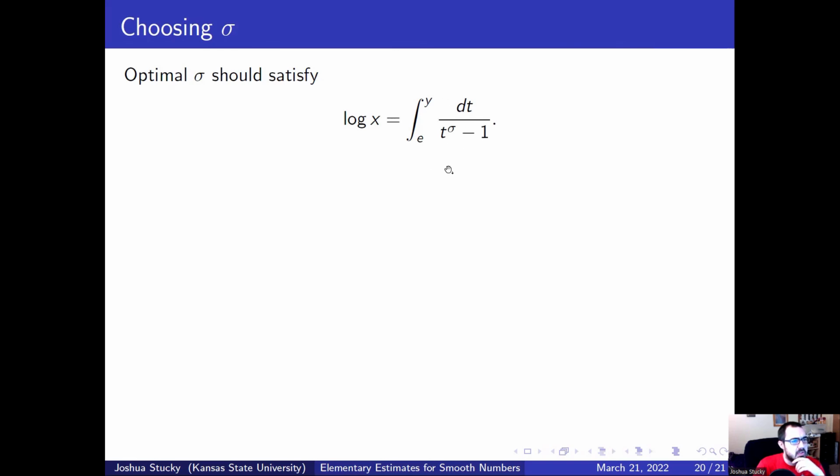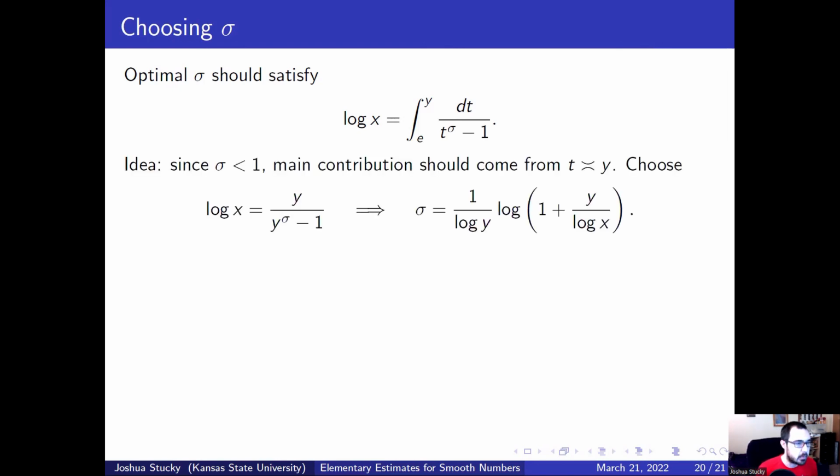So my sigma should satisfy this value. And this is a little bit messy to solve. So let's think, how can we simplify this? Since sigma is less than 1, when I integrate this, I get basically a positive power of t when I apply the inverse power rule.